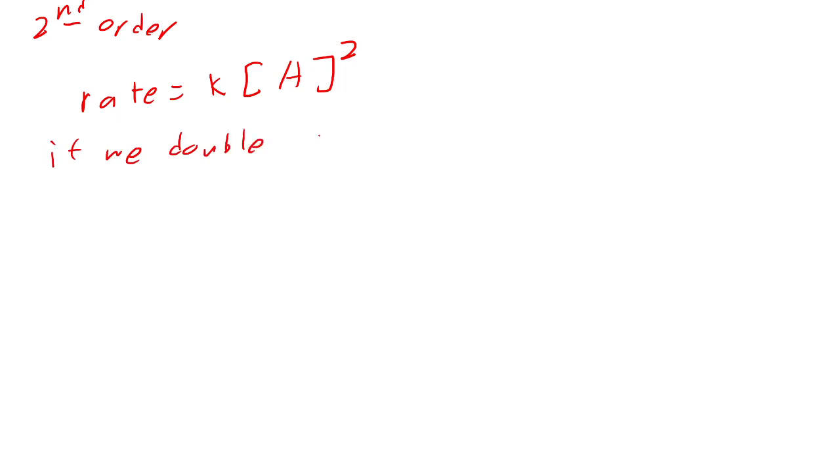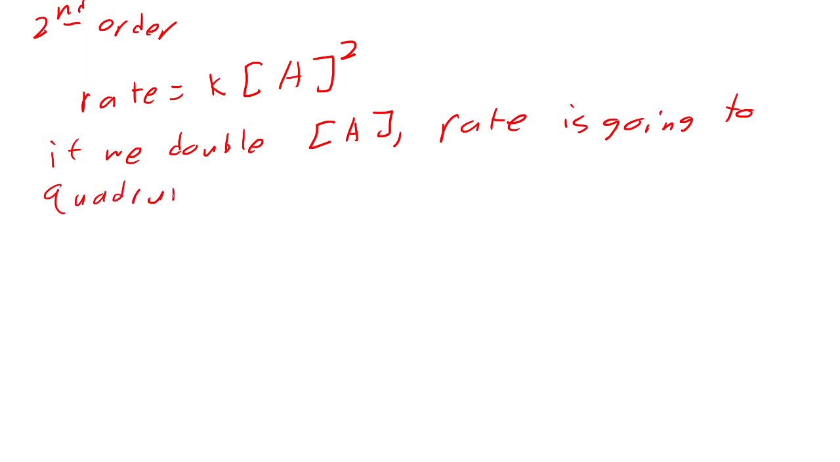We can also have second order. So in second order, your rate is going to be equal to K times A squared. In this case, if we double A, the rate is going to quadruple. If we triple it, then it will go up by 9 times.